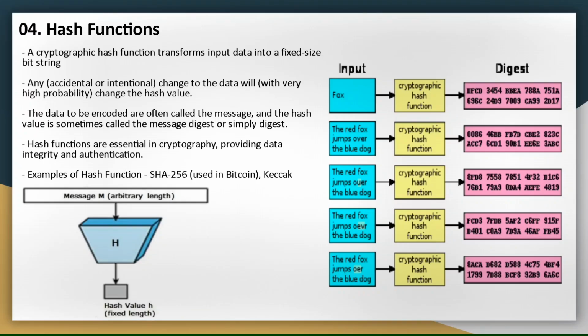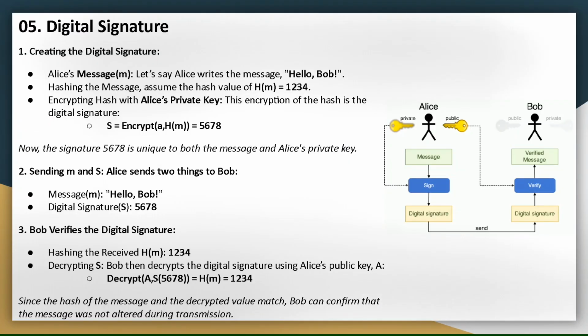The most popular hash function is SHA-256, which is a secure hash function. This hash function is used in Bitcoin and Ethereum. In the Ethereum blockchain network, it is used as well. So this is a very basic diagram. We provide a message m, which is of arbitrary length. We give the message to the hash function, and the hash function provides us the hash value h, which is of fixed size length.